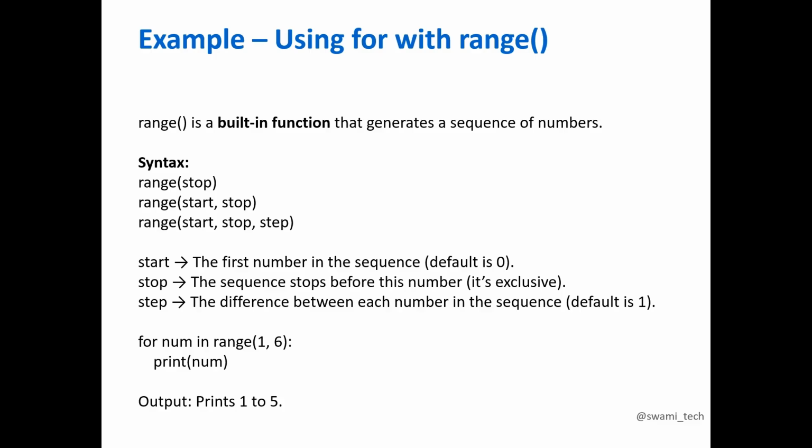So what does this mean? Start is the first number in the sequence. By default, it's zero. Stop means the sequence stops before this number; it's exclusive. And step is the difference between each number in the sequence; the default is one. So let's check with an example for this.